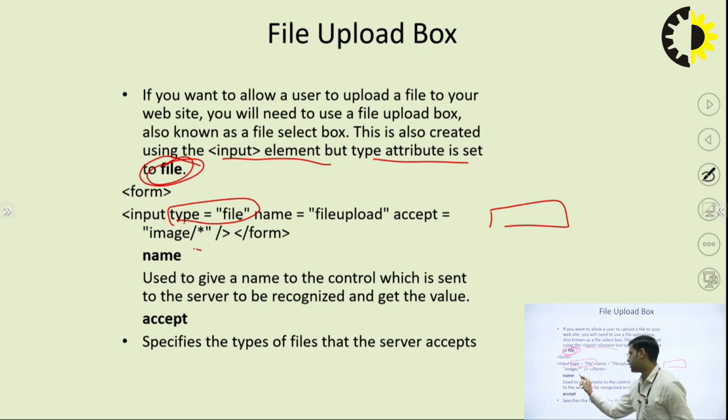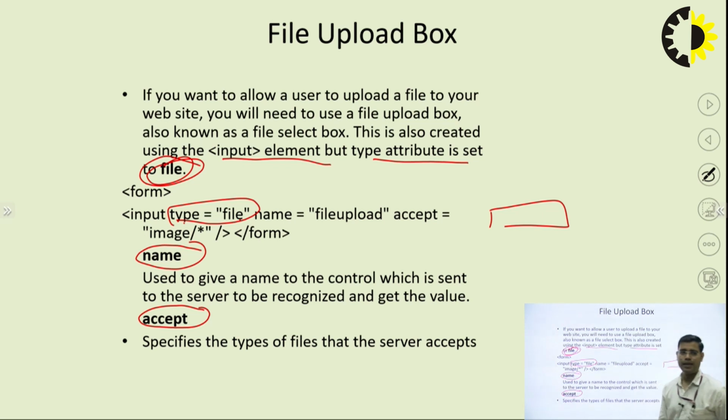So there are certain other attributes like name and accept. Name is specified and it is used to give a name to the control, which is sent to the server to recognize and get the value.